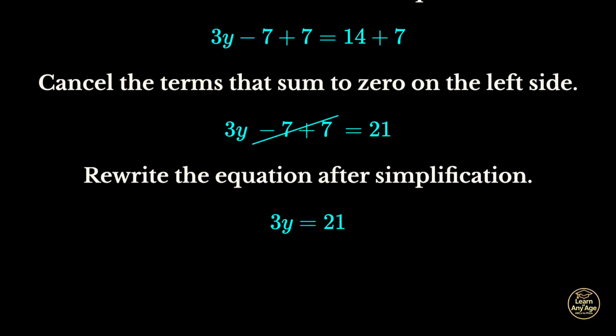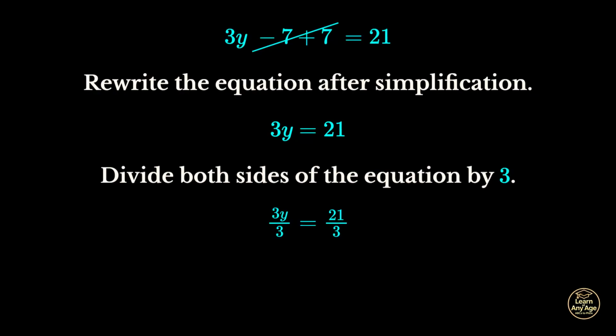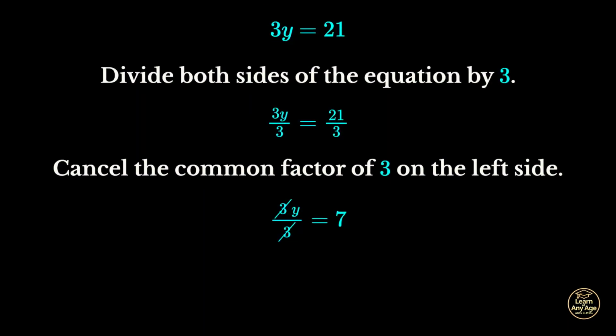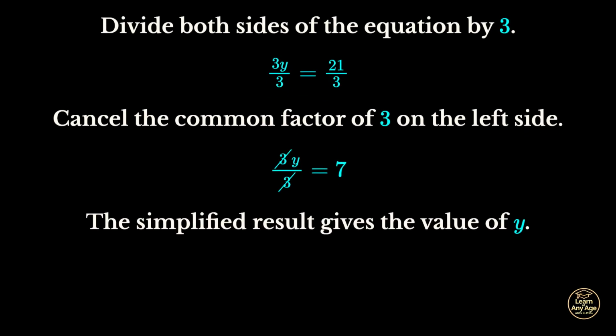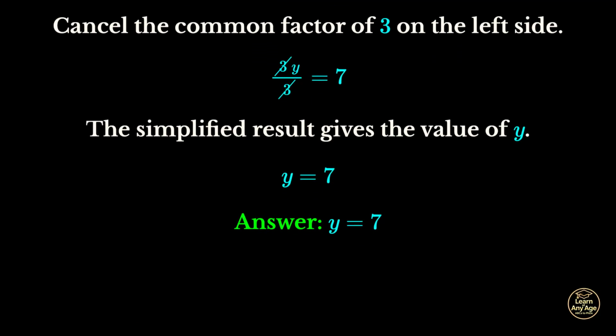3y equals 21. Divide both sides of the equation by 3. 3y over 3 equals 21 over 3. Cancel the common factor of 3 on the left side. 3 cancelled out, y over 3 cancelled out equals 7. The simplified result gives the value of y. y equals 7. Answer, y equals 7.